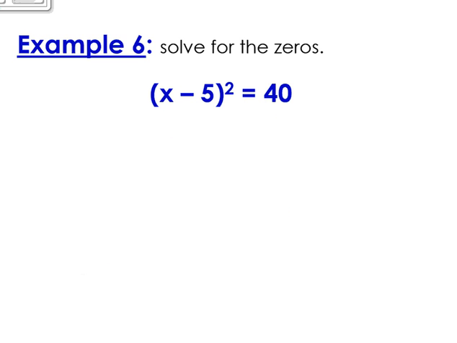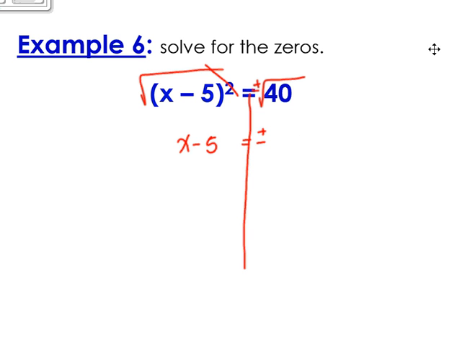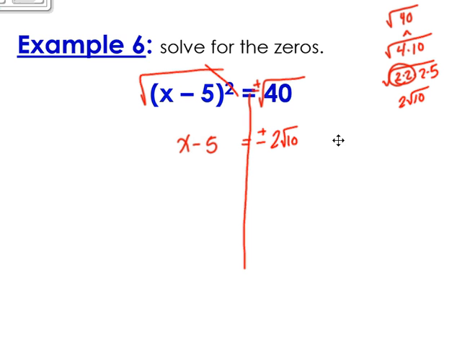Another example. Here I can't add 5 yet because 5 is being squared. So I've got to get rid of the square first by taking the square root, only because 5 is also being squared. That takes that off, and I'm left with x minus 5. And over here, I've got positive and negative the square root of 40. Well, that doesn't come out even, so I'm going to have to break it down, which means I'm going to get an ugly ordered pair again. 40 breaks down to 4 and 10. 4 breaks down to 2 and 2. 10 breaks down to 2 and 5. A 2 leaves, and the 2 and 5 have to stay, which gives me 10. So I should get positive and negative 2 square root of 10 here.